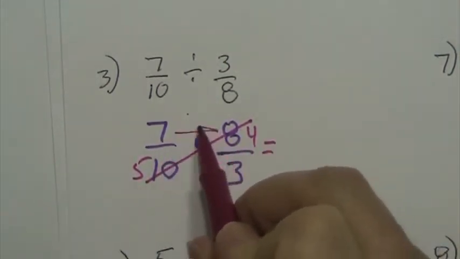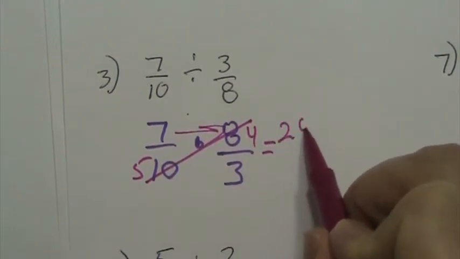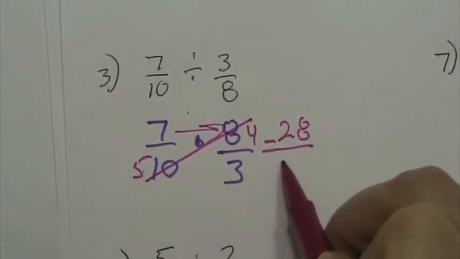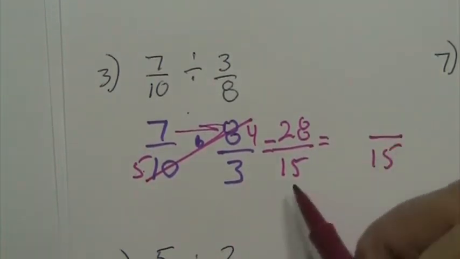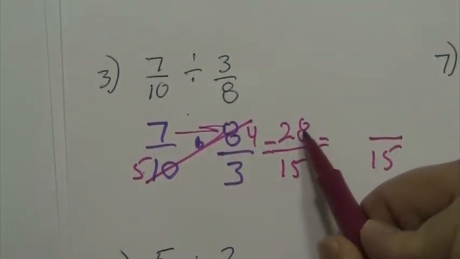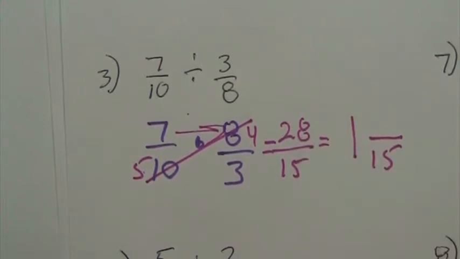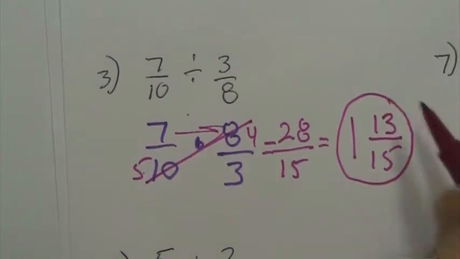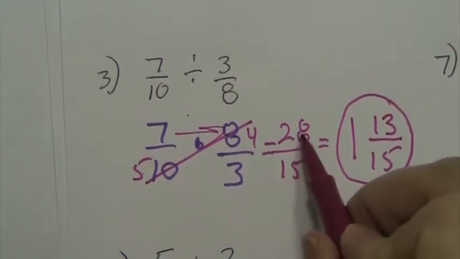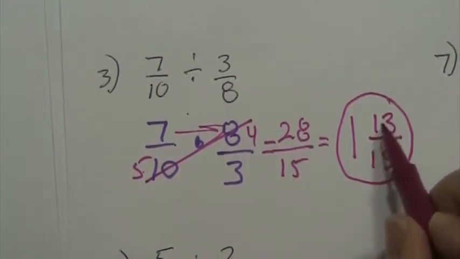Multiply straight across. 7 times 4. 5 times 3. Now that can be reduced, because 15 goes into 28 one time, and there's 13 left over. Because 2 more would make it 30, and that would be 2.